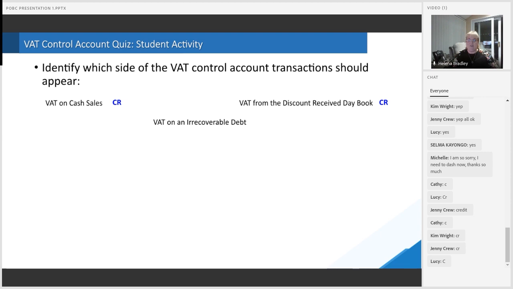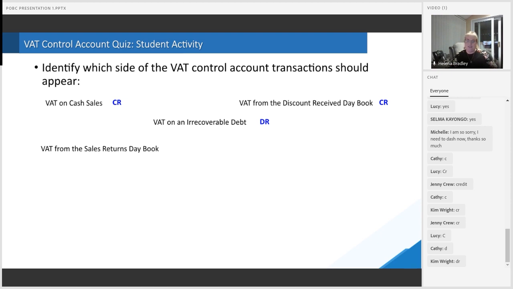What about the VAT on an irrecoverable debt? Well done. Certainly is. Absolutely. If you're not going to collect the VAT from your customers on the sale, you're certainly not expected to pay it to HMRC. There are specific rules about that, guys, in terms of the VAT relief on an irrecoverable debt. But for now, all we need to know is a debit. Absolutely right. Well done.